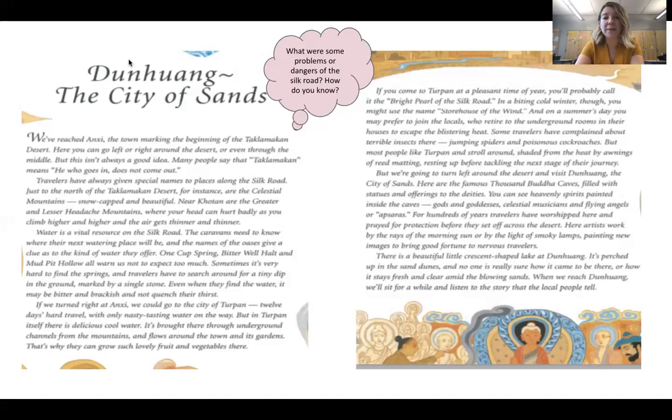If you come to Turpan at a pleasant time of the year, you'll probably call it the bright pearl of the Silk Road. In a biting cold winter, though, you might use the name Storehouse of the Wind. And on a summer's day, you may prefer to join the locals who retire to the underground rooms in their houses to escape the blistering heat. Some travelers have complained about terrible insects there, jumping spiders and poisonous cockroaches, but most people like Turpan and stroll around, shaded from the heat by awnings of reed matting, resting up before tackling the next stage of their journey.